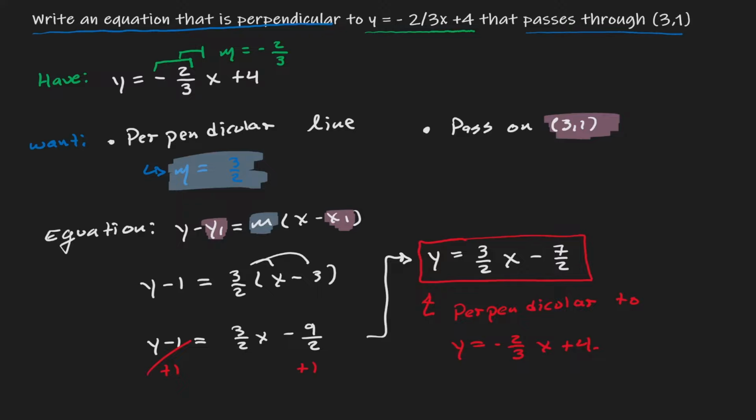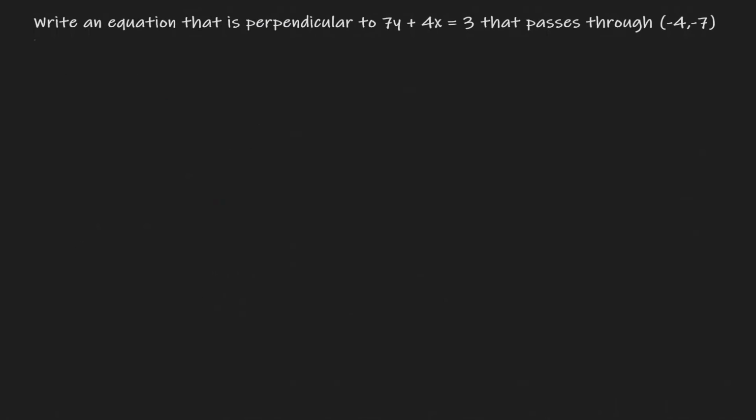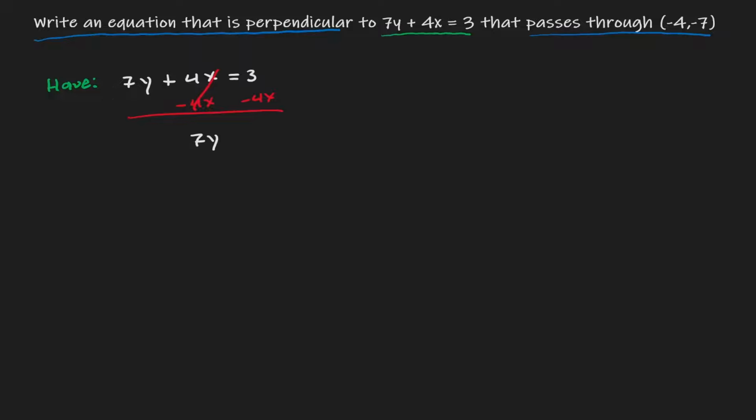Let's take a look at another example. We want to write down an equation that is perpendicular to the line 7y plus 4x plus 3 equals 0. And we want to make sure that it passes through the point (-4, -7). So let's write down what we have. Before we move any further, let's write this equation in slope-intercept form. Let's solve for y. Let's take away 4x, and let's divide by 7.